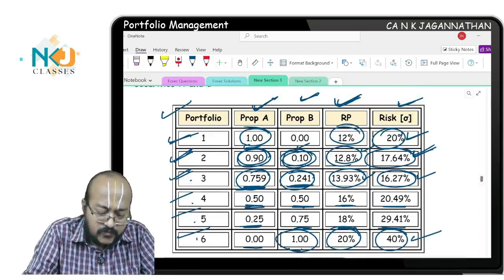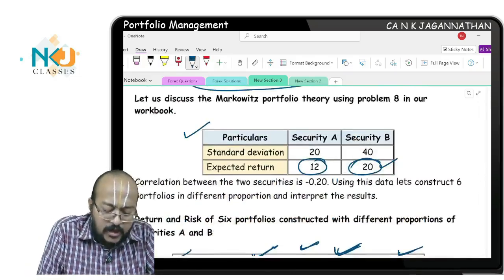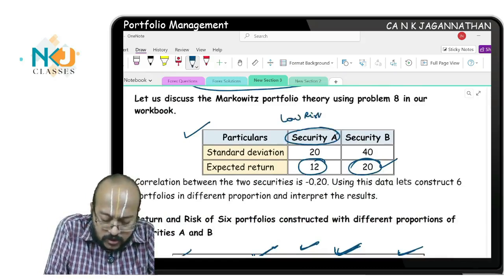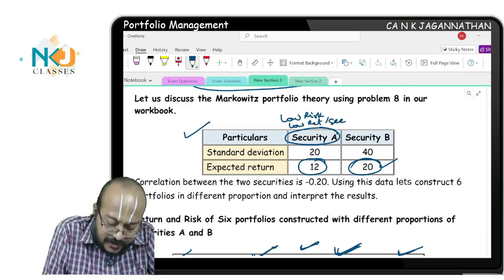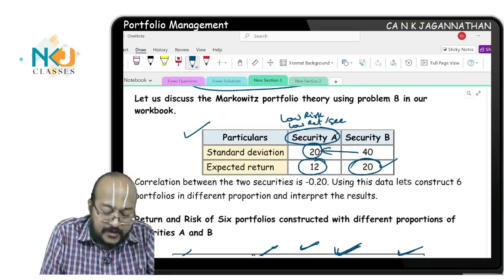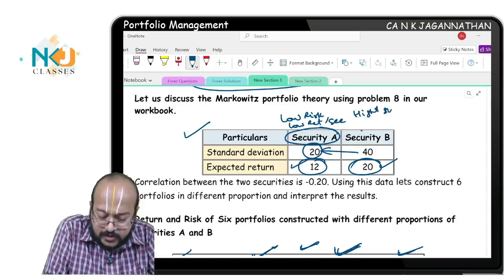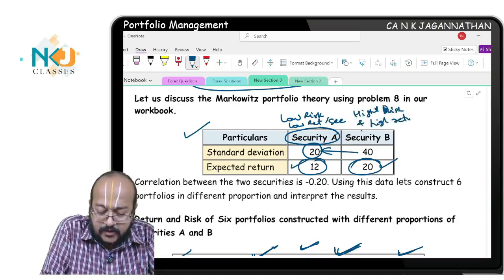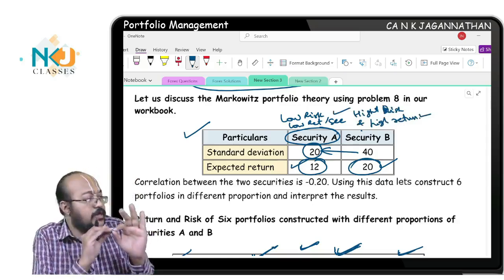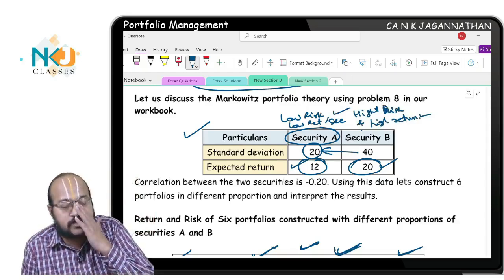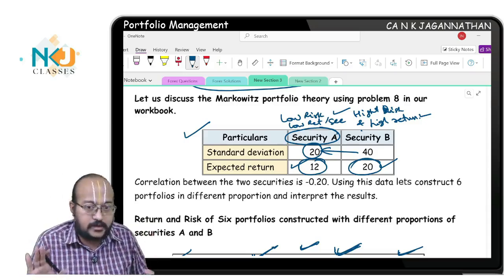From this question I can understand that security A is a low risk, low return security. Why? Because the standard deviation is lower, 20%, and the return is also lower at 12%. Security B is a high risk security, and a high reward, high return earning security. Security A is low risk, low return. Even though we take higher risk for purchasing security B, it gives a higher return. Are you all understanding the nature of these two securities?